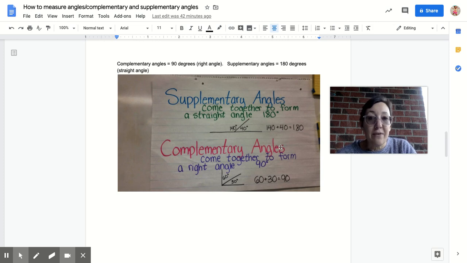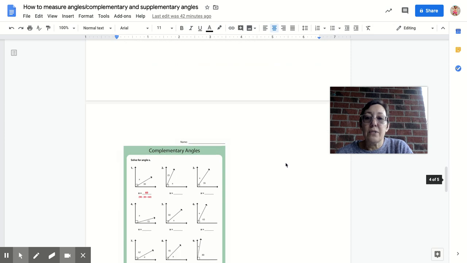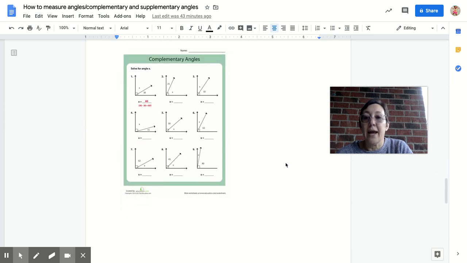The other type of angles that they want you to know are these complementary angles. So they come together to form a right angle. A right angle, we all know, equals 90 degrees. So if this angle is 60 degrees at the top, the bottom angle has to be 30, because that will make it equal 90. Right here's the equation: 60 plus 30 equals 90. That's it. So I want to go down here. Here are some complementary angles.